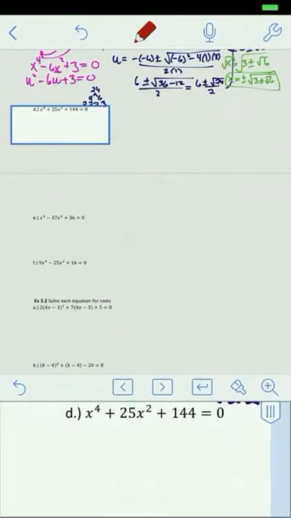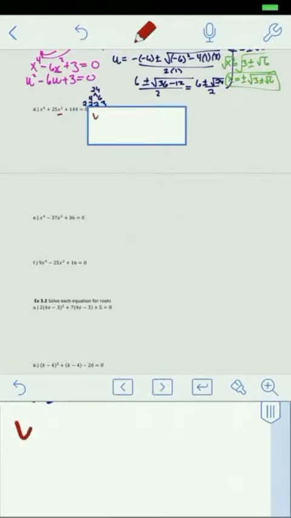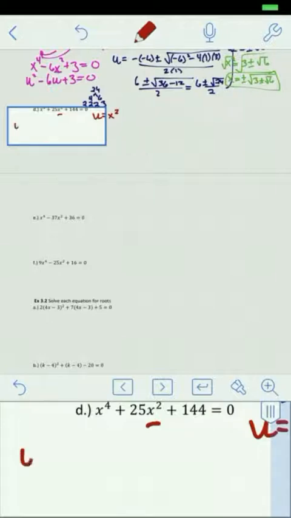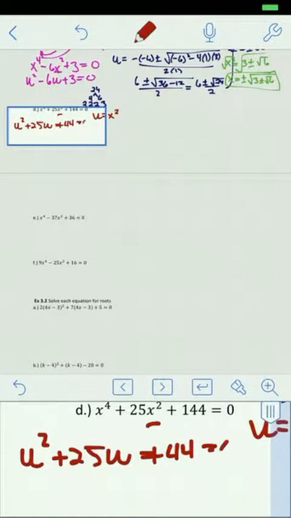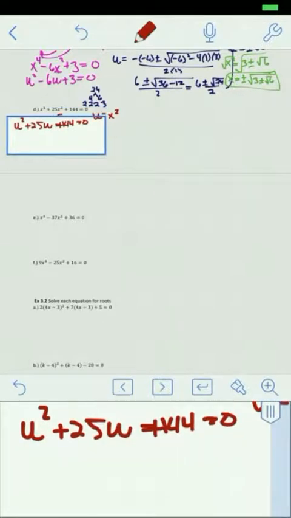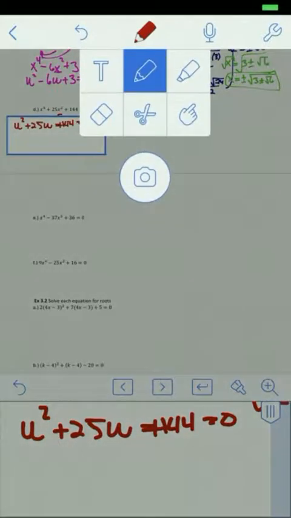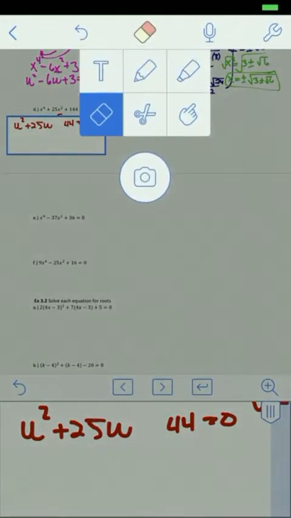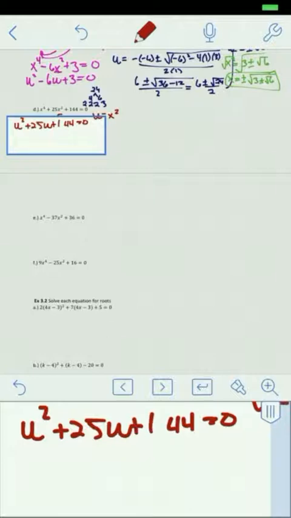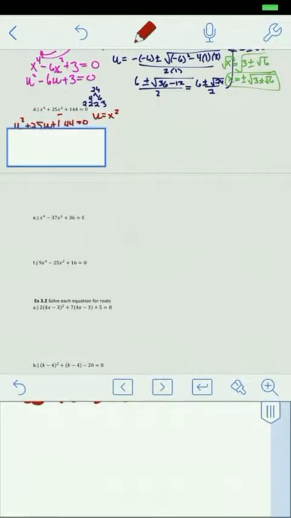I'm going to make u whatever is sitting in my x term, or my b term here. So let u equal x squared. So I've got u squared plus 25u plus 144 equals 0. And now I can use it in my quadratic solving methods. Just going to clean that up a little bit. Again, I think I'll use the quadratic formula just because everybody seems to like it.